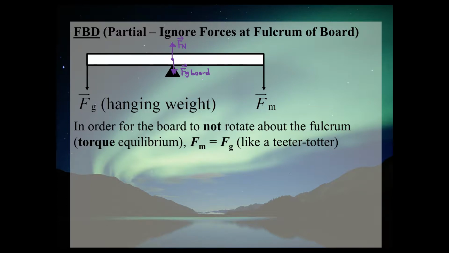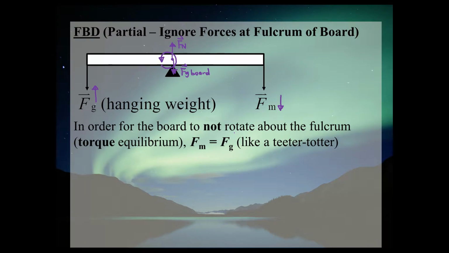If this was a teeter-totter, and I said I want two people to sit at each end and I don't want the board to rotate, they would need to have the exact same weight. If they didn't have the same weight, then the board would rotate. For example, if Fg was bigger than Fm, I would expect the board to rotate towards the Fg side, in a counterclockwise direction. If these two forces are equal in magnitude, then the board is not going to rotate, and that's what we want. We want no rotation, and that's why it's called a current balance. We want to balance those two forces, the Fg force and the Fm force.